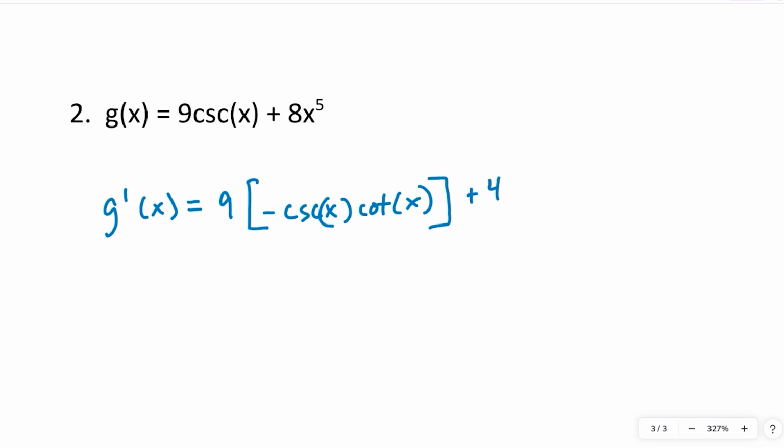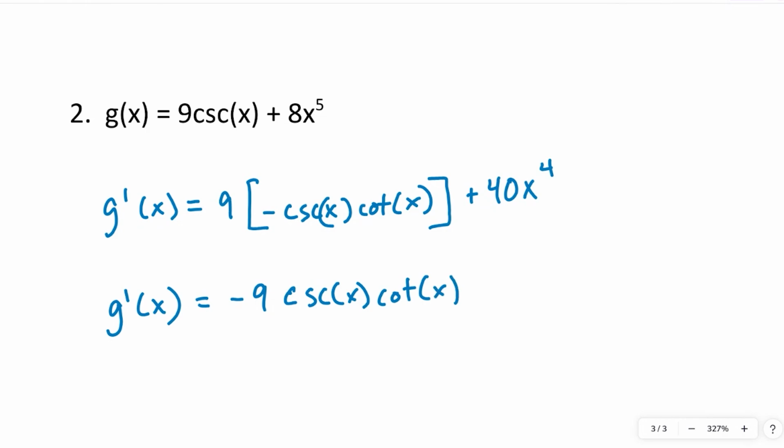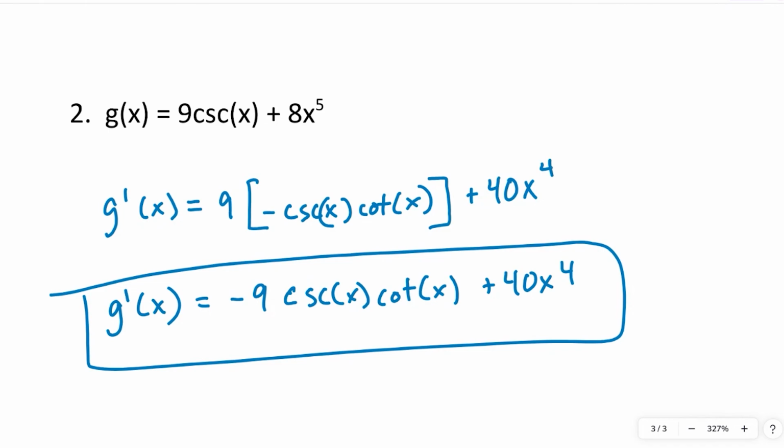Plus 40x to the 4th. That's pretty much it. Now, you guys know, hopefully, how I feel about having those negatives embedded in there. I think it looks a little nicer, and I know you don't really have to do this one little simplifying step, but it definitely looks a lot nicer to pull out that negative. It's just a little cleaner that way. And I'm never going to take off points if you don't do that, but I just can't help myself.